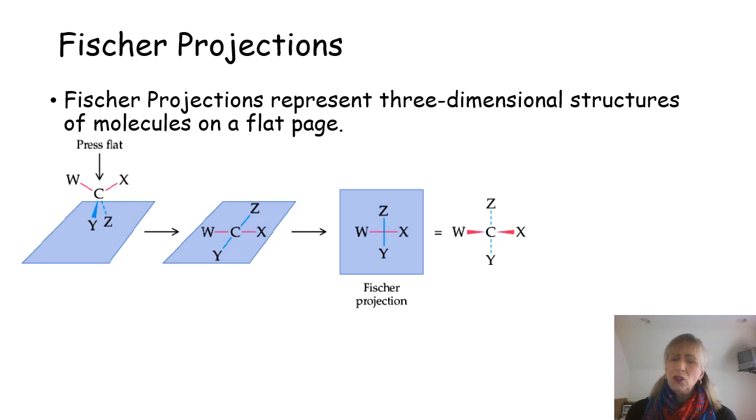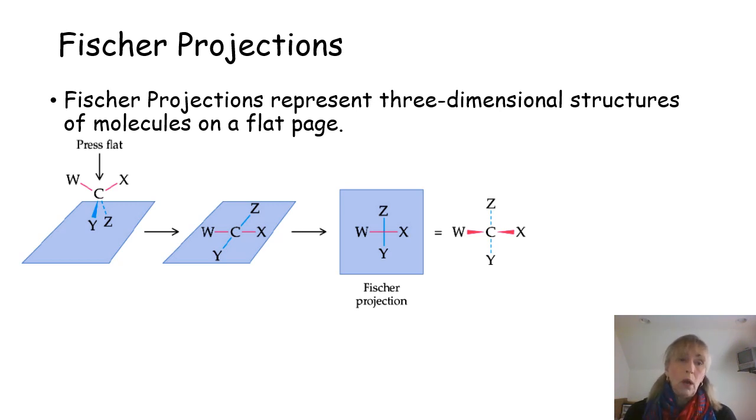So let's show you what a Fischer projection does. It's a way for us to represent a 3-dimensional structure on a flat page. We start over here with the 3-dimensional structure: a carbon with just 4 different groups attached to it. And remember, tetrahedral structure, 109.5 degree bond angles between each of these bonds.